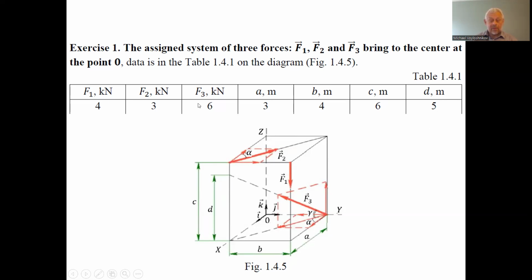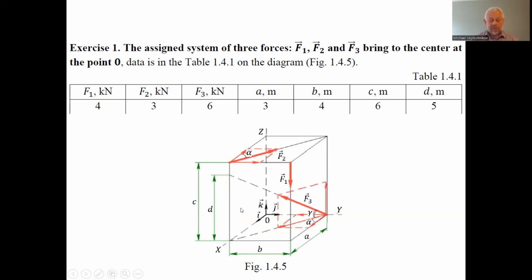And we have force, I also say force 3. The sizes of this projection parallelepiped are: C is 6 meter, B is 5 meter, sorry, B is 4 meter, C is 6 meter, A is 3 meter, and D here we have 5 meter.